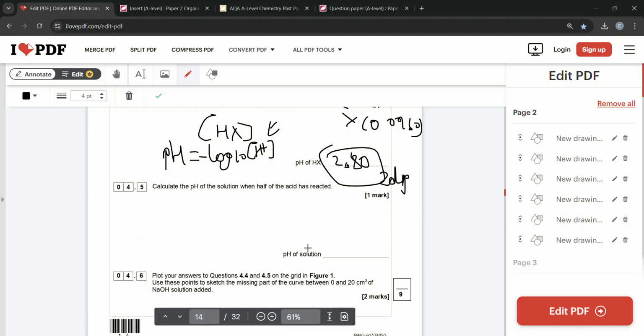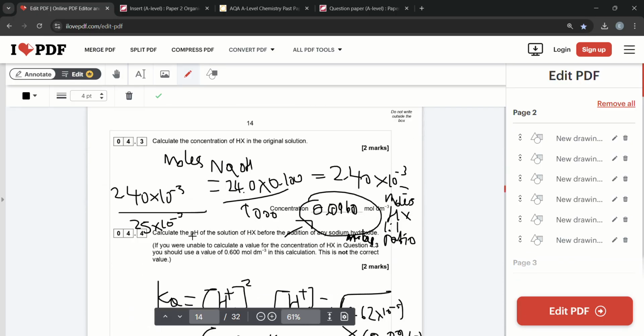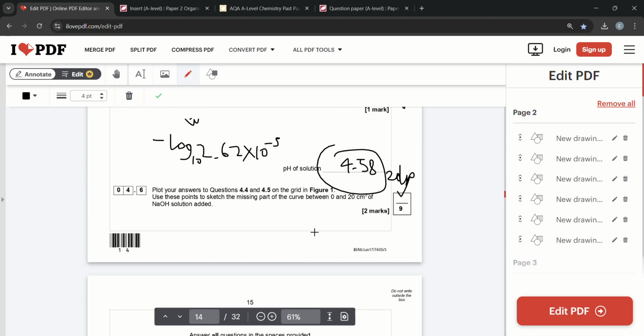Calculate pH when half the acid has reacted. Well, in this case, pH at half neutralization is equal to pKa. So it's going to be minus log 10 of 2.62 times 10 to the power minus 5. 4.58. Again, 2 decimal places. pH always in 2 decimal places.